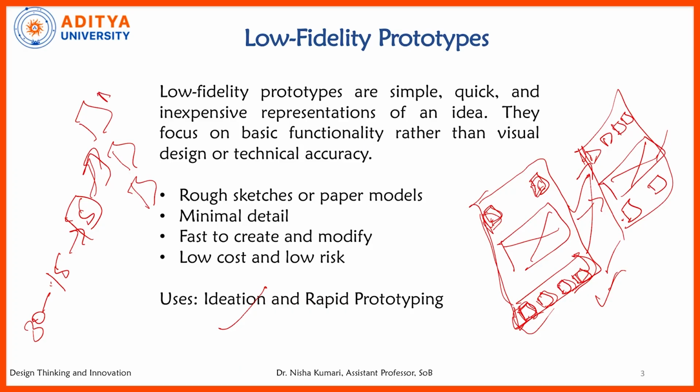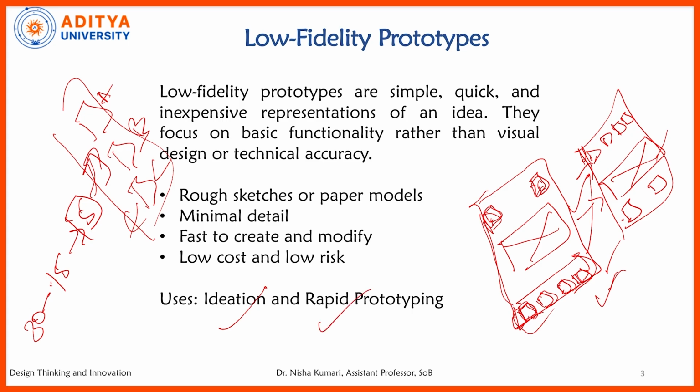For example, option A will look like this, option B will look like this, and option C will look like this. So by doing this kind of rough sketching or rough draft, it will be easier to see that our solution is going to work in so and so way. We are going to integrate these kinds of functions in that particular solution, and it will look like this.